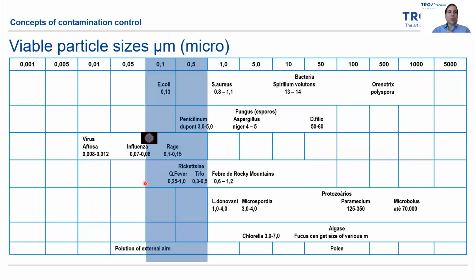When we go to the viable particles, the microorganisms, the range is more or less the same range of sizes that the non-viable particles have. In the medical part, we have the small particles. We have the penicillin mold, not the penicillin that we use as a medicament. We have Escherichia coli, we have the influenza virus, and even smaller is the aftosa virus. And then here we have algae and bacteria and so on. So we need to find a way to filter the bad organisms out of the environment.